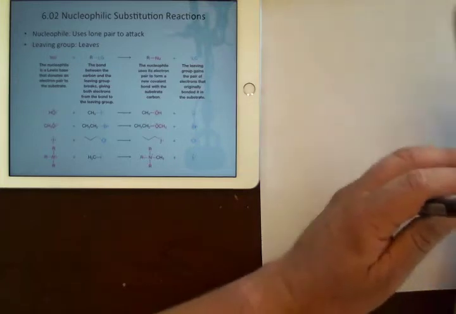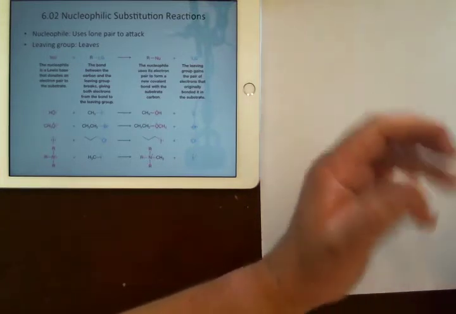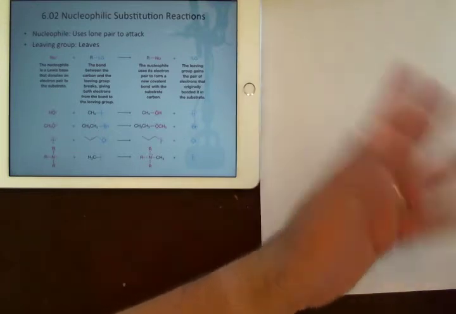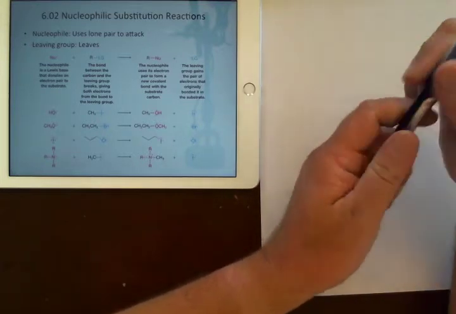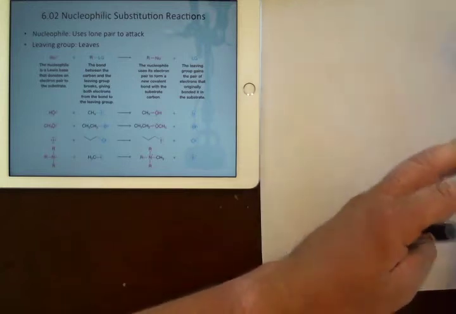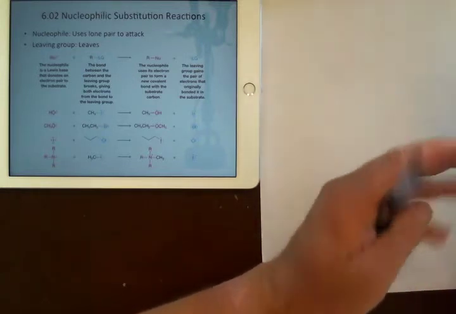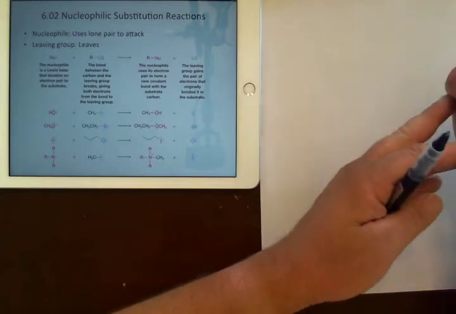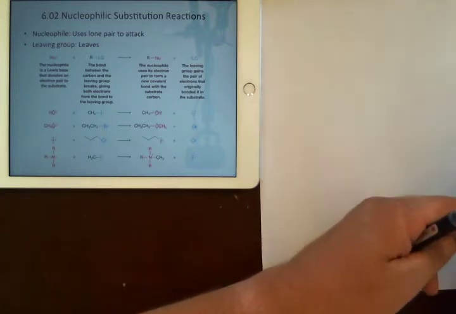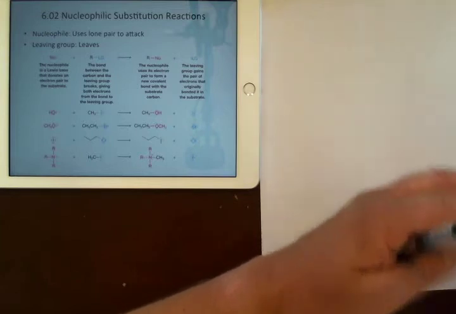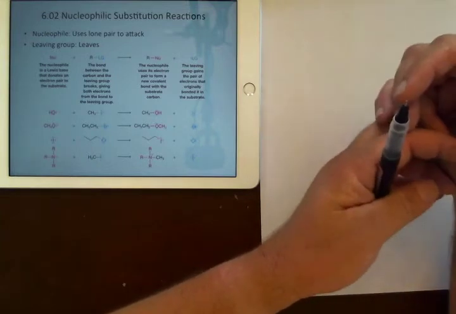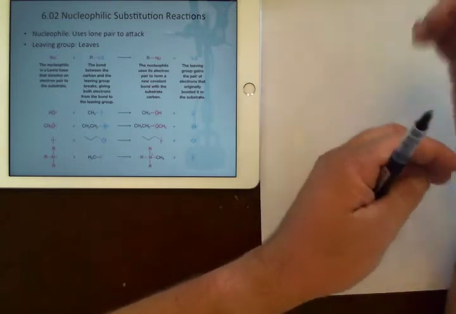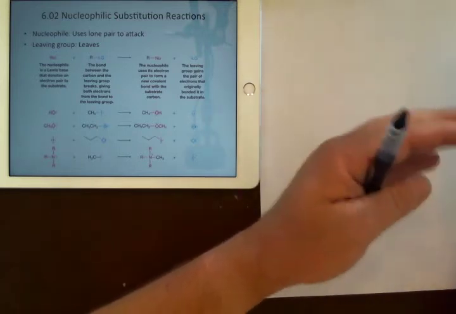For these substitution reactions, we're going to talk about the nucleophile, electrophile, and leaving group, I should say. The nucleophile is nucleus-loving, positive-loving, so it is negatively charged. It's going to have some negative character, either a partial negative or a full negative, but it also has to have a lone pair, because that's what it uses to make the new bond to the carbon.